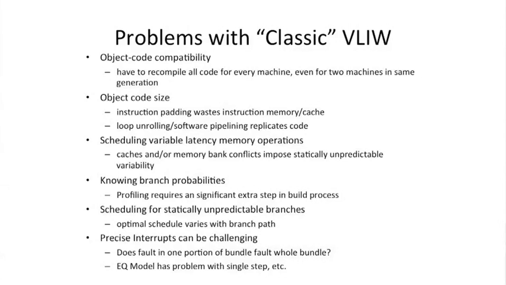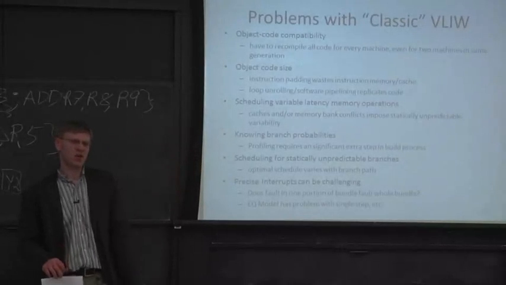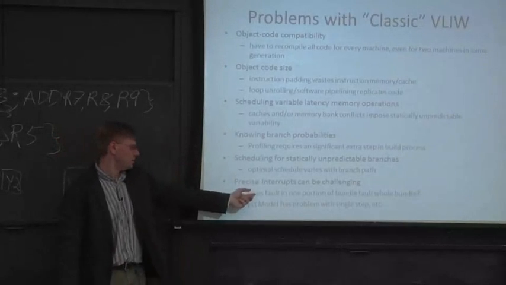And as I said, depending on your design, precise interrupts can be challenging, to say the least. If you're actually using the EQ model, you probably have a hard time figuring out what to do on a single step, or if you have a branch in the middle while you have a pending operation going on, it's sort of undefined, it's icky. It's similar to having branch delay slots and having a fault in your branch delay slot. What do you really do with that?